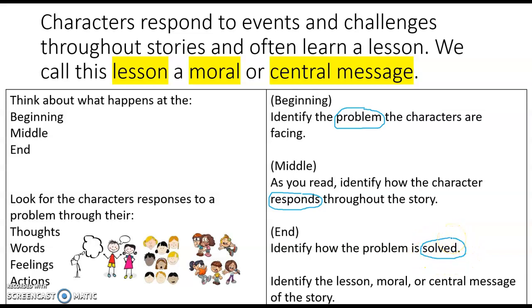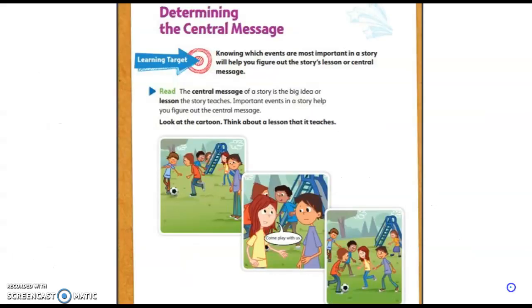Well, now the last step is to look at all of those key details and look at those character responses. How did they respond? How did they end up solving the problem? And now we're going to identify what lesson or moral or central message was learned throughout all of that. So knowing which events are the most important in a story will help you figure out the story's lesson or central message. So again, knowing the important events, those key details are going to help us with the central message.